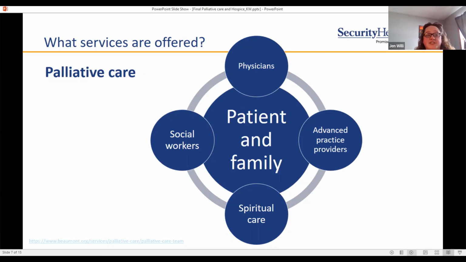These would be like physician's assistants or nurse practitioners, and these are the people who are going to work to manage your symptoms. You can be supported with your spiritual concerns if needed, and you can also have a social worker available to help with the emotional needs, community resources, legal and financial needs that may arise.